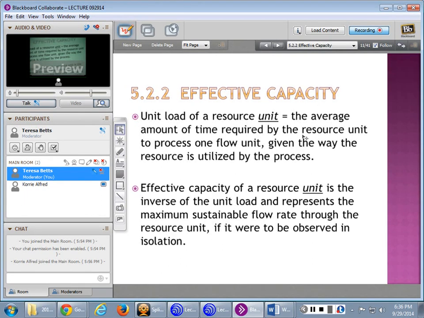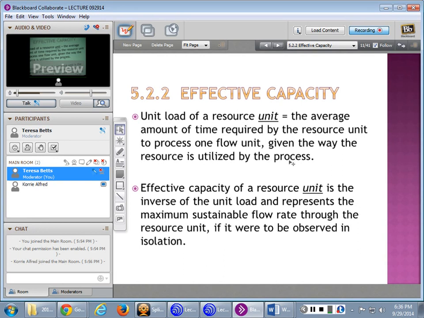When we talk about effective capacity, the unit load of a resource unit is the average amount of time required by that unit to process one flow unit, given the way the resource is utilized by the process. So if it takes a baker 5 minutes to mix the dough, that's the unit load of that resource unit, the average amount of time required for the resource unit to process one flow unit. Effective capacity of a resource unit is the inverse of that.